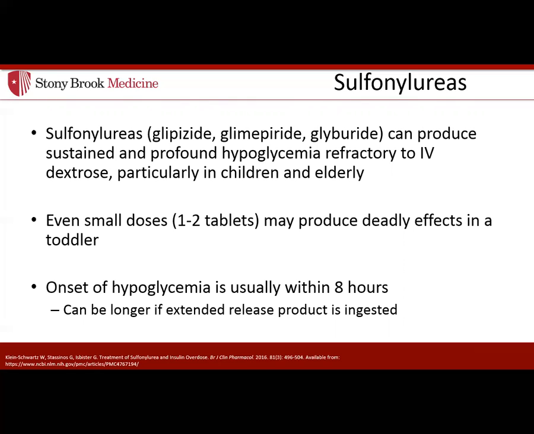So the hypoglycemia that's produced from sulfonylurea overdose is typically refractory to IV dextrose. So even small doses may produce deadly effects in a toddler, so even 1 or 2 tablets, just because of this prolonged hypoglycemia that's refractory to IV dextrose. So symptoms of sulfonylurea overdose are similar to those of hypoglycemia and include dizziness, confusion, sweating, palpitations, and sometimes a patient may present with seizures as well.